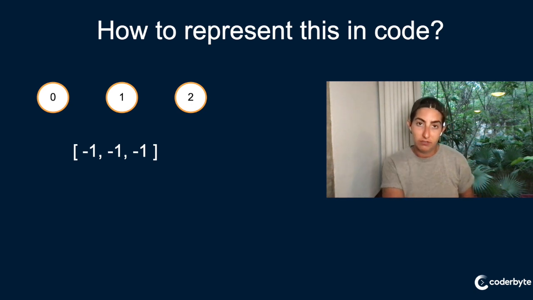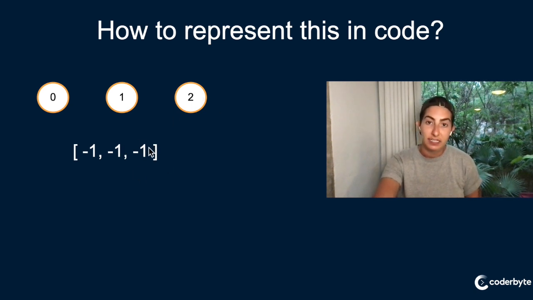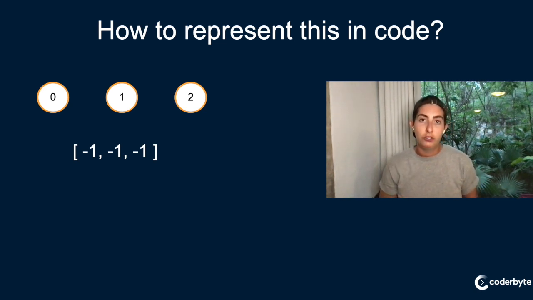So the 0 node would be at the 0th index, which is this -1, and I'll explain why there are -1s here in a second. This first node would be at the first index, and this second node would be at the second index, right? And we're going to use this array to track the different components.